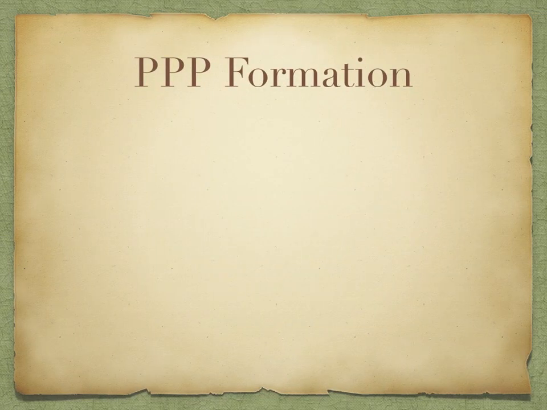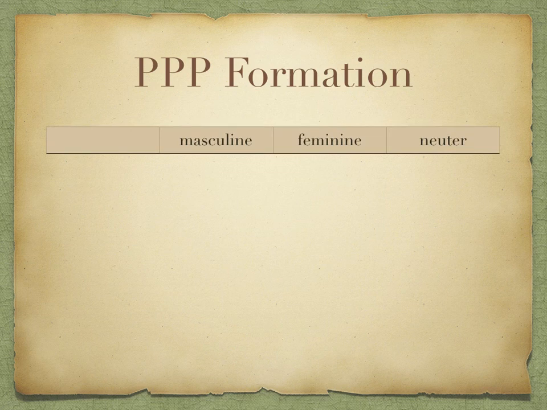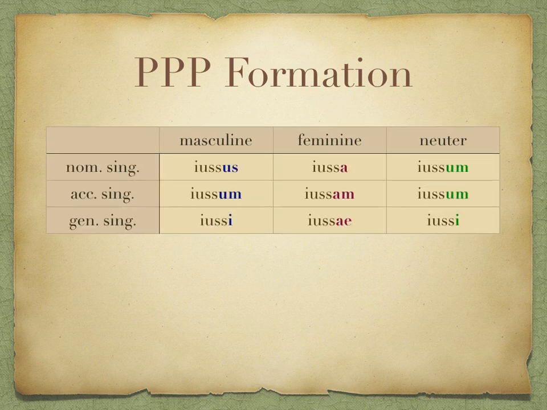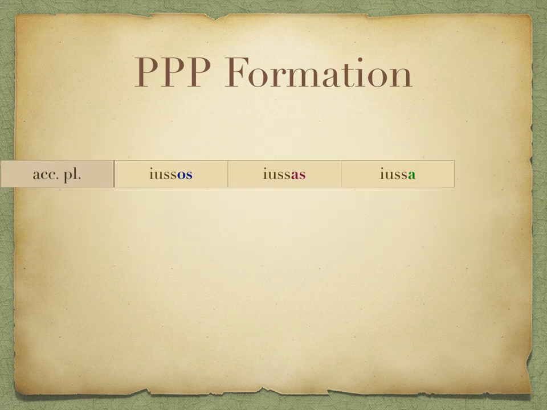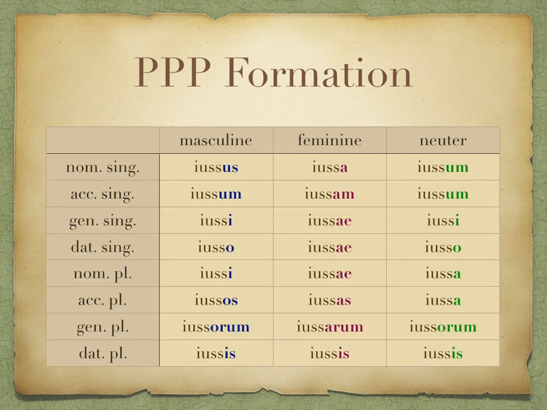So to form a perfect passive participle, we need to take that fourth part of the verb, remove the us ending, and then add first and second declension endings. So these are exactly the same as your group 1 adjectives. They take their masculine and neuter forms from the second declension, and the feminine forms come from the first declension. This table shouldn't scare you because you already know these endings off by heart. You've just got something extra to apply them to.